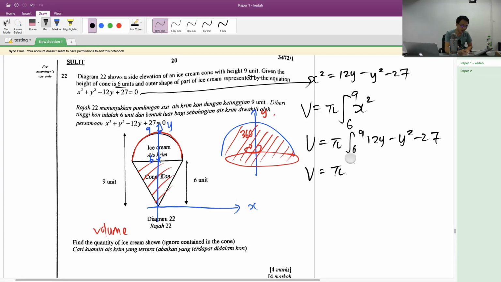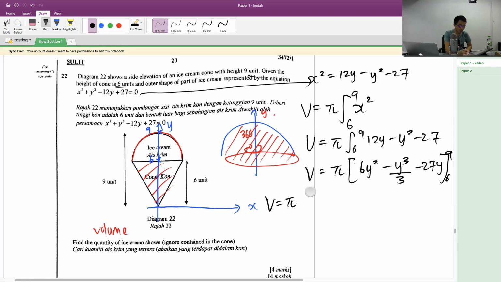After I differentiate, no more this one. So this is 12y squared, divide 2 is 6y squared. This one is y cubed over 3 minus 27y. And then I will have 6 and 9 here. Alright, then what I do next is I just substitute 9 into all the y here, minus I substitute 6 into all the y here.